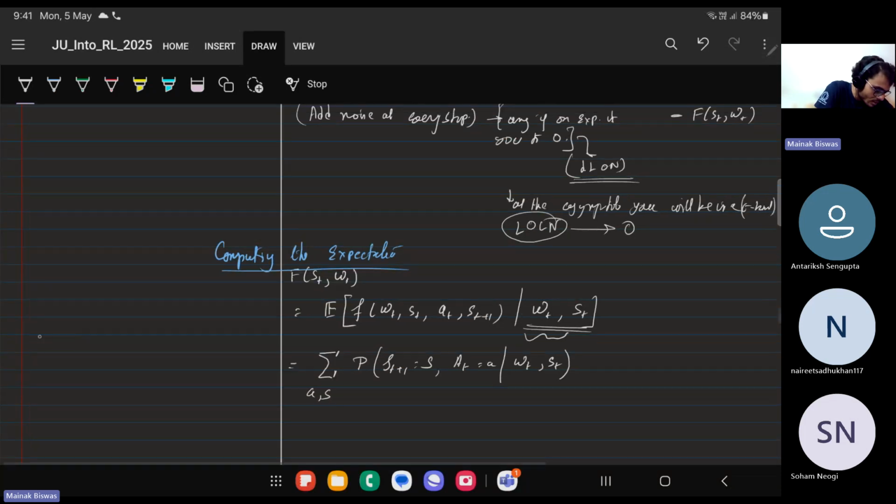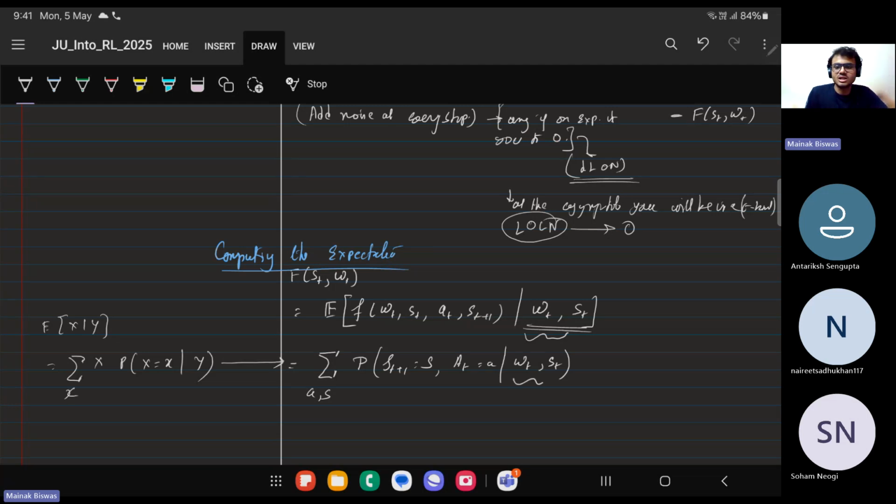The expected value of x given y is what? It is the sum of x times the probability of X equal to x given y. Yes or no? That's LOTUS, conditional LOTUS, which we have shown before. So this is exactly what I'm writing. These two are given, so I wrote them in the conditioning, and whatever is not given, I wrote as the probability function. Then, as you were telling, I will multiply with the f function, at s_t, a_t, s_{t+1}.